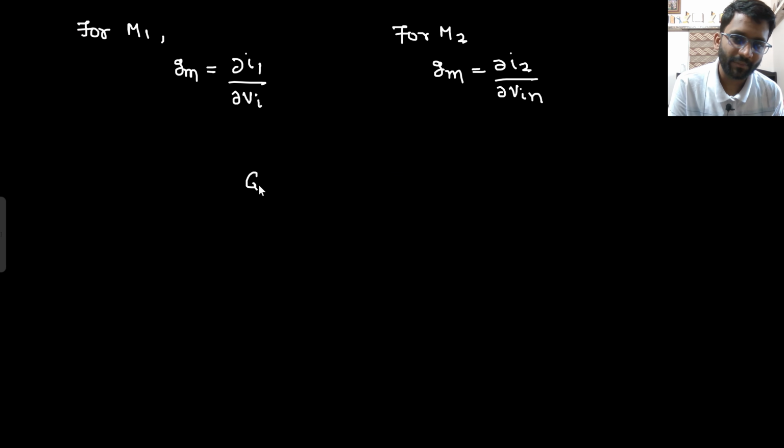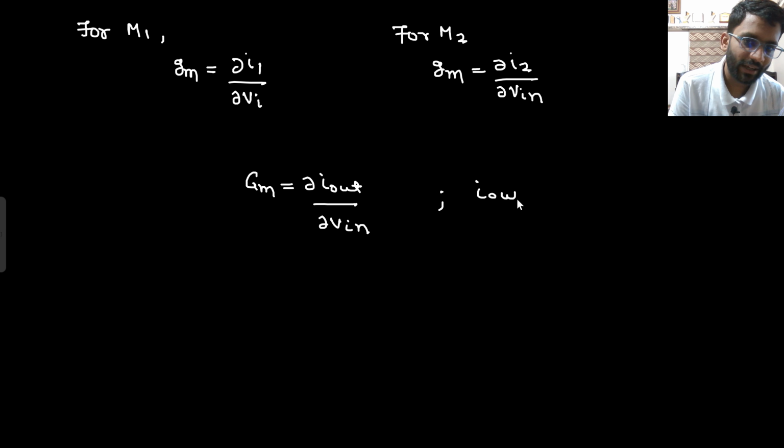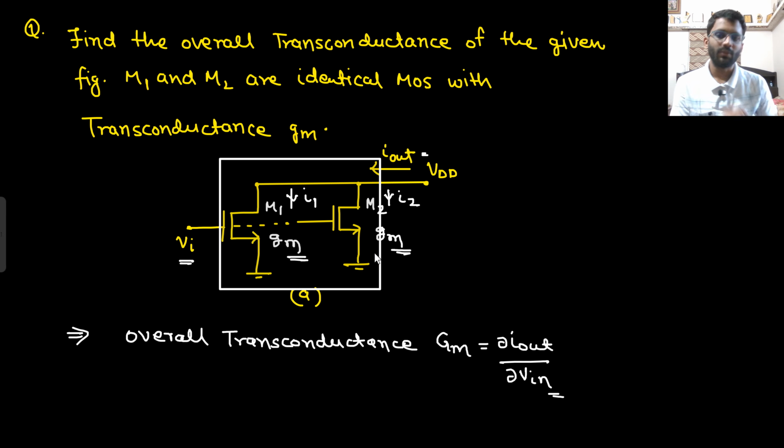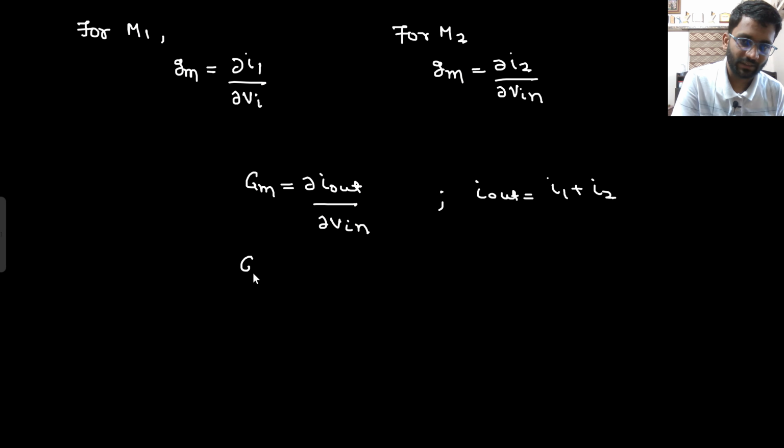Now what is your capital GM? Capital GM is del I out by del V. But one thing you can see is that your I out is equal to I1 plus I2. Say yes or no. I out is equal to I1 plus I2. This is the output current, which is the addition of these two currents. And based on that, I could find the value of GM. So I can simply replace this del I out with I1 plus I2.